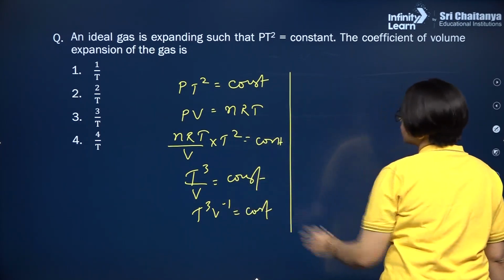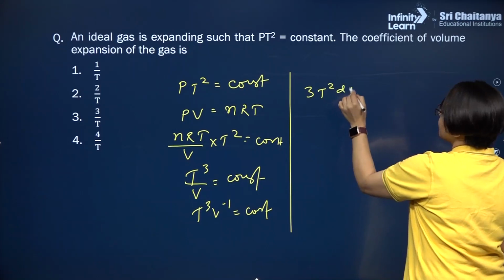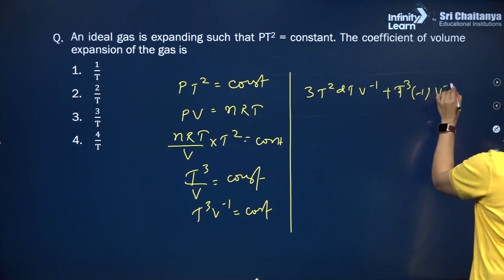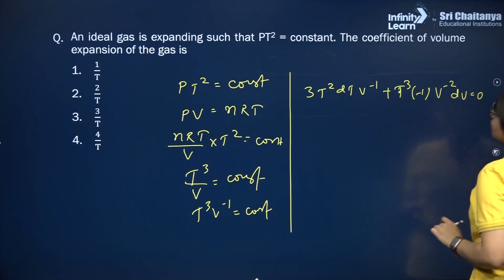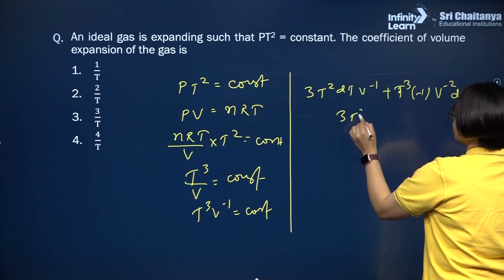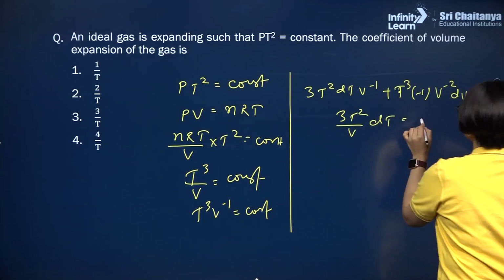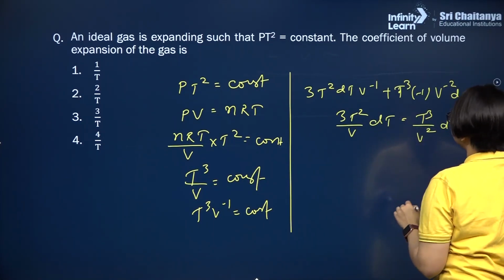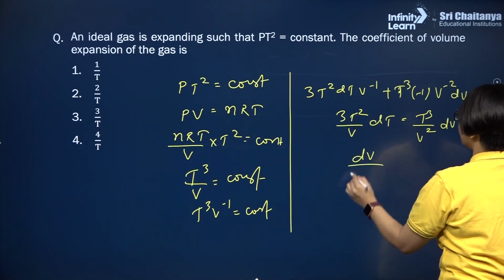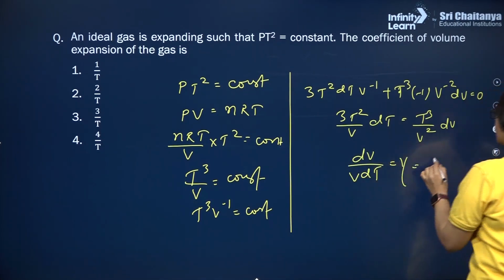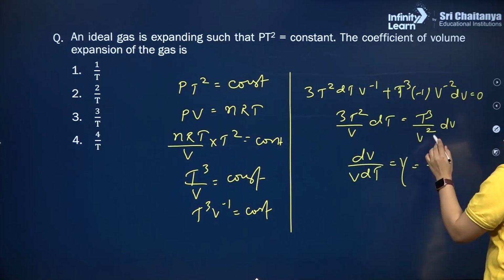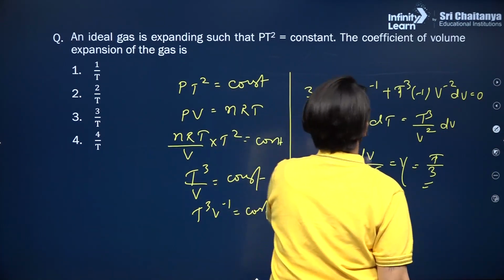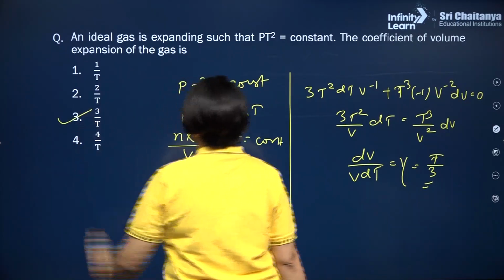Let us differentiate it. So, it is 3T square dT V inverse plus T cube into minus 1 V to the power minus 2 dV is equal to 0. So, you will get 3T square upon V dT is equal to T cube upon V square dV. Okay. So, over here dV upon V dT is nothing but gamma, which is 3 upon T, right. So, correct answer is option 3.